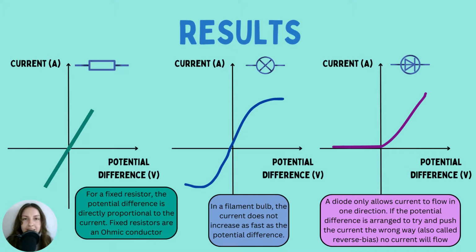And then the next one is a diode. Now, from previous studies and looking back at my videos, you'll have noticed that diodes are essentially used to allow current to flow only in one direction. So if the potential difference is arranged to try and push the current in the wrong direction, this will stop current from flowing. And that is why we see on the left hand side of the graph that flat horizontal line, and that's because there is no current flowing through.